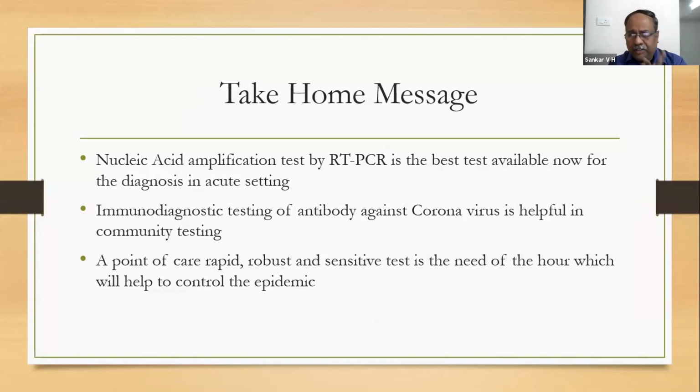But which patient will you test? Ideally, all patients, but it may not be possible because of logistic reasons. So the state protocol has to be followed to identify which person we will test. Immunodiagnostic testing for antibody against coronavirus is helpful in community testing to identify seroprevalence, but in the acute care setting it has a limited role.